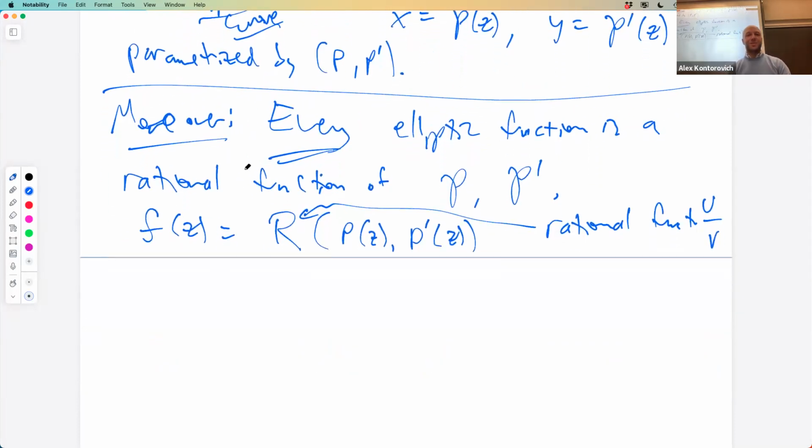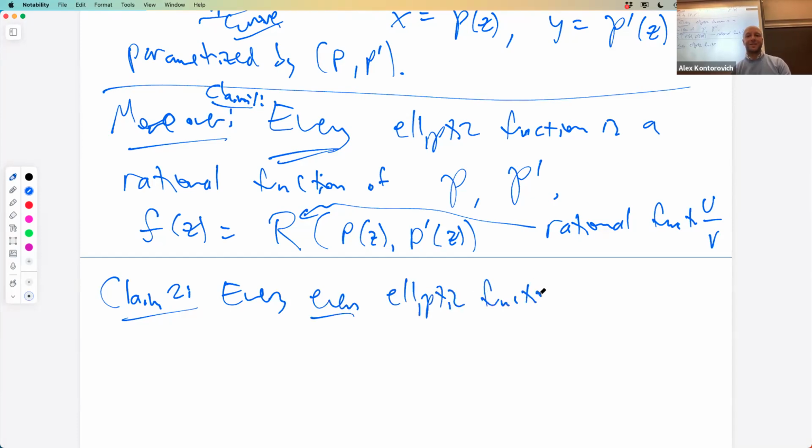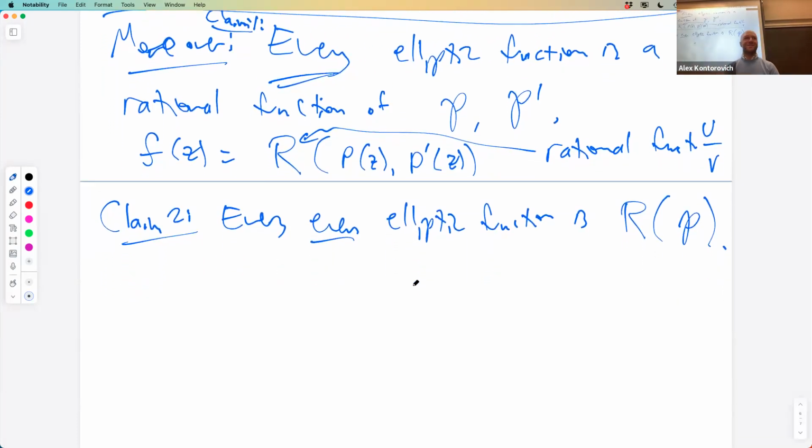Okay. Why is this true? So this is my claim. In fact, let me make an even stronger claim. So this is claim 1. This is claim 2. Every even elliptic function is a rational function just in P. You only need P prime to make things even. Okay, let's see why this is true. Proof. Does this make sense? We're moving really fast, but the proofs are all really trivial. So you can get very, very far in this subject without much work.